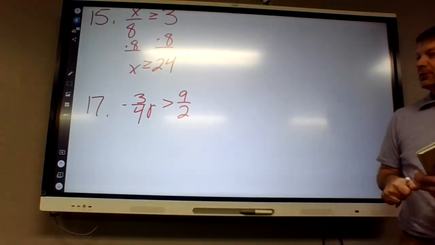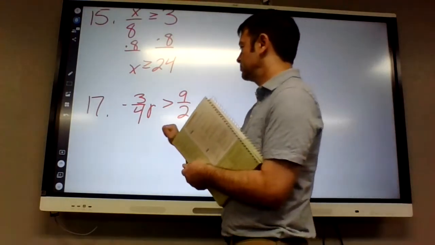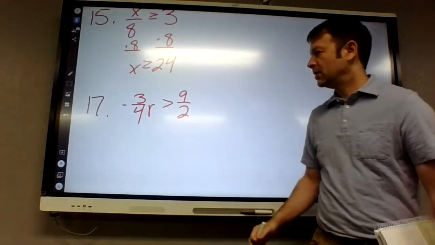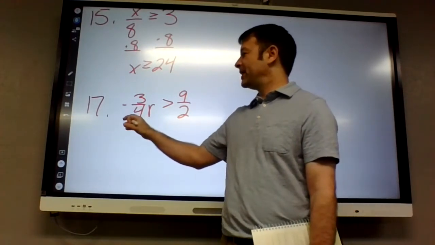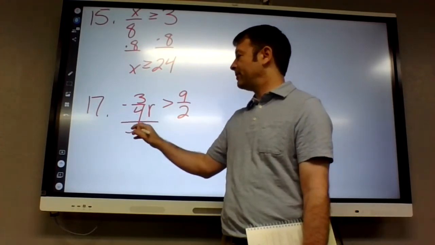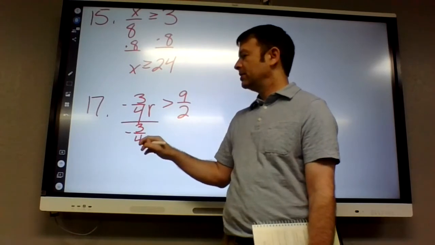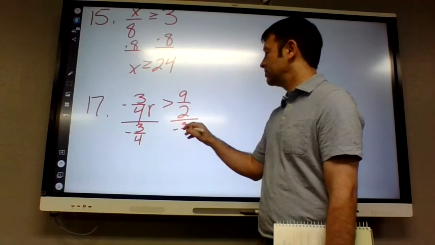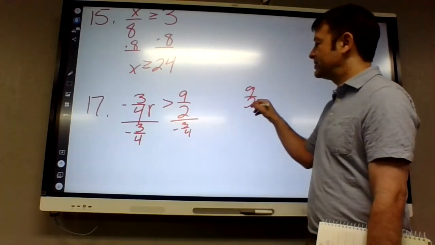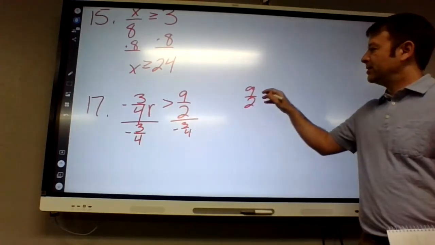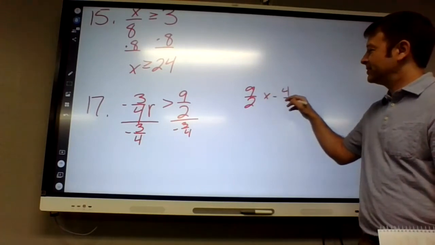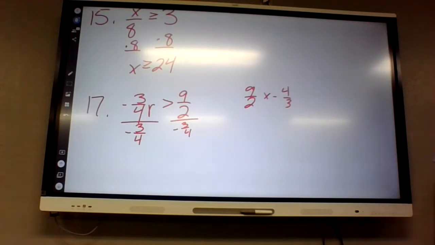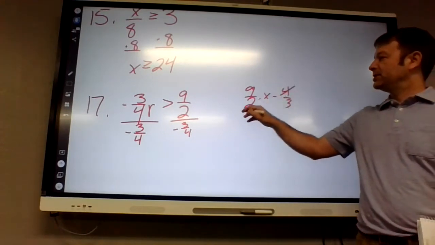Alright, Paxton, what would we do on 17? You would divide. Just as if this was -3r, you divide, right? So just divide by -3/4. You guys remember how to divide a fraction by hand? You flip and multiply. Oh right, yeah. And then these cancel out.